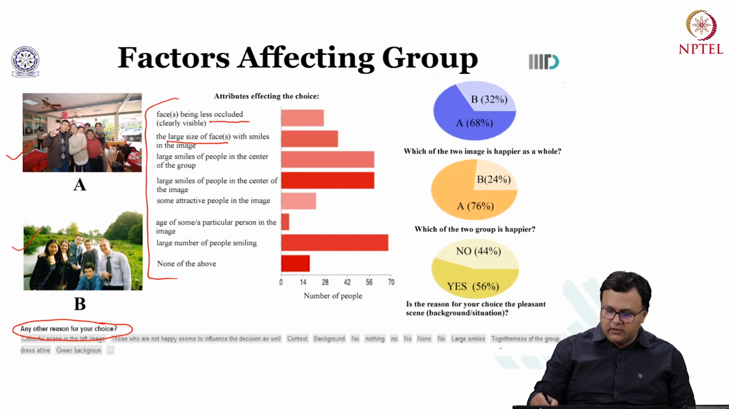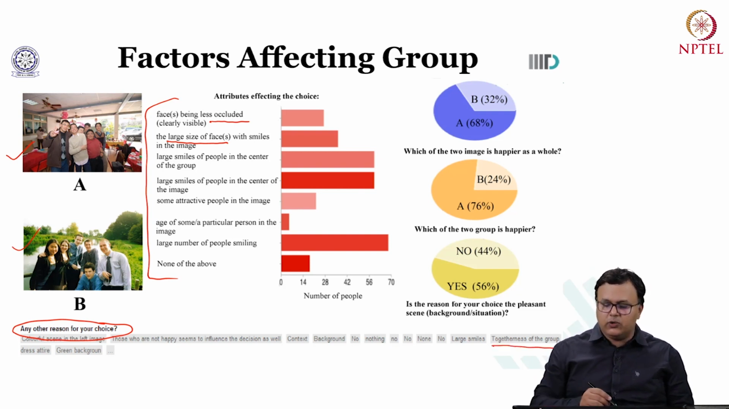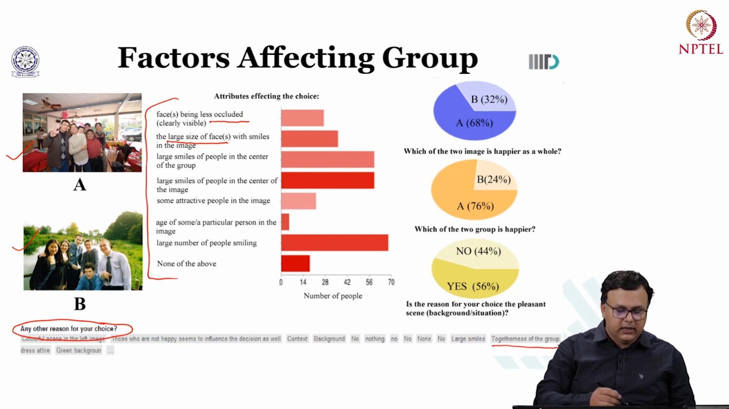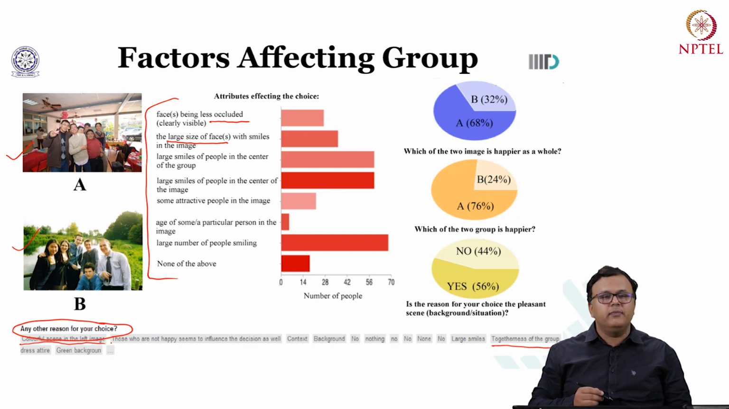So, if you notice, they say there is more togetherness in this group. So, I am rating the happiness of this group higher than the other one. There is a more colorful scene in the image. So, that will mean perhaps the event in which these people are, that is more positive.